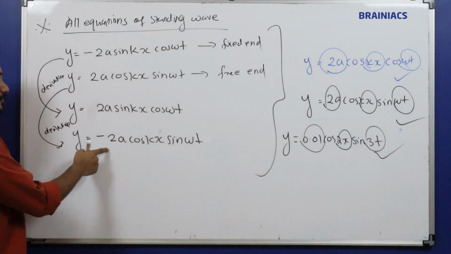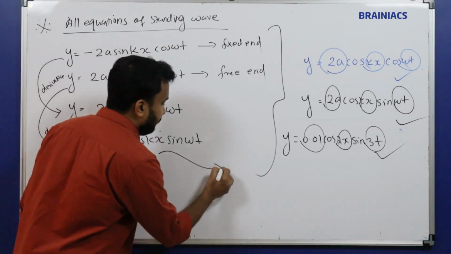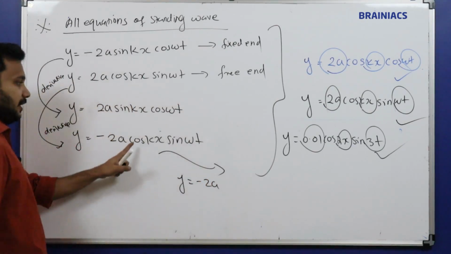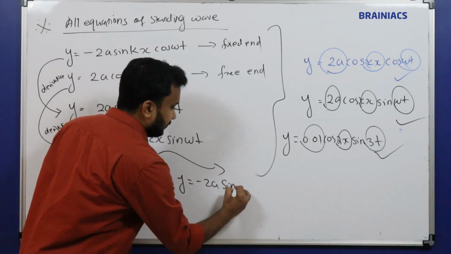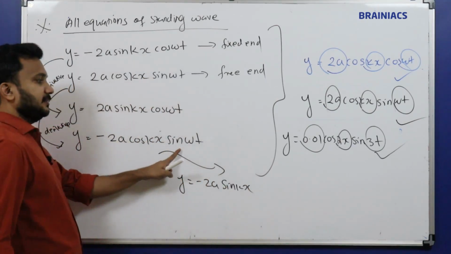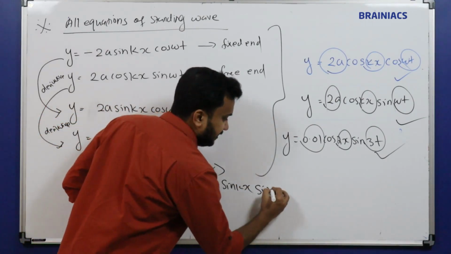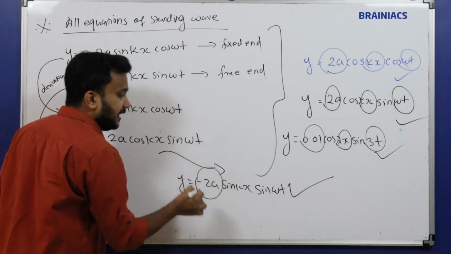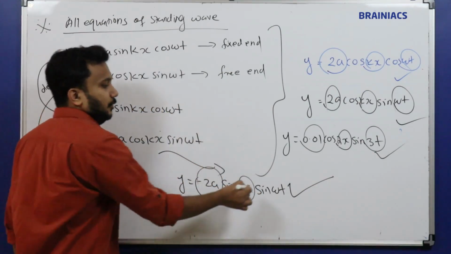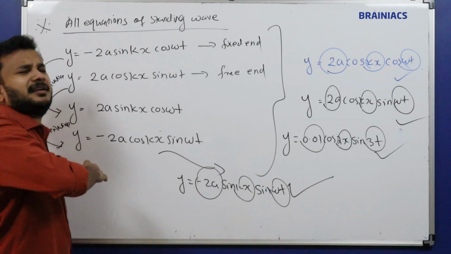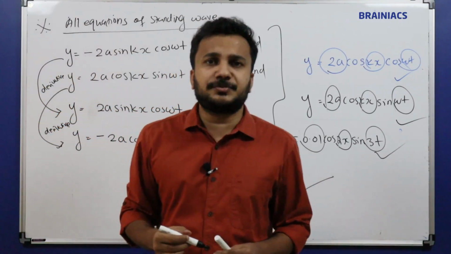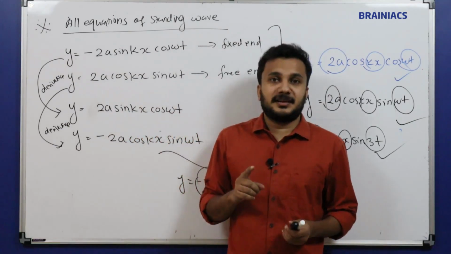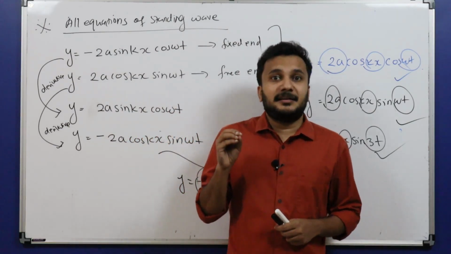I am writing another form of this equation. So y is equal to minus 2a sin kx sin omega t. Is this a standing wave? Yes, it's a standing wave. 2a is there, kx will be there, omega t will be there. So you can write as many equations for standing waves. Okay, hope you understand the concept of standing waves.